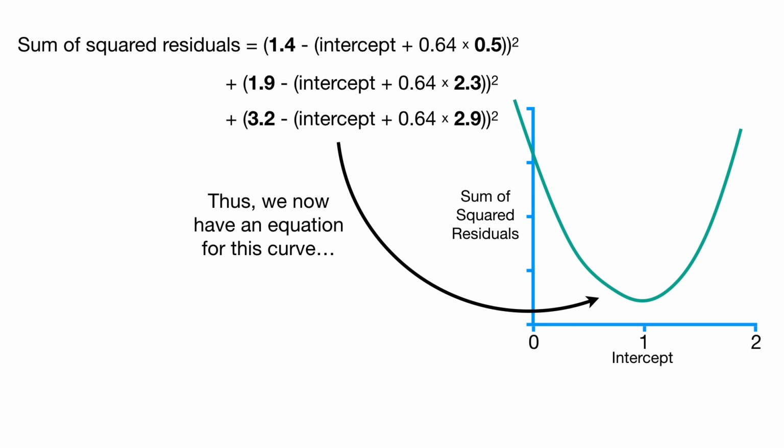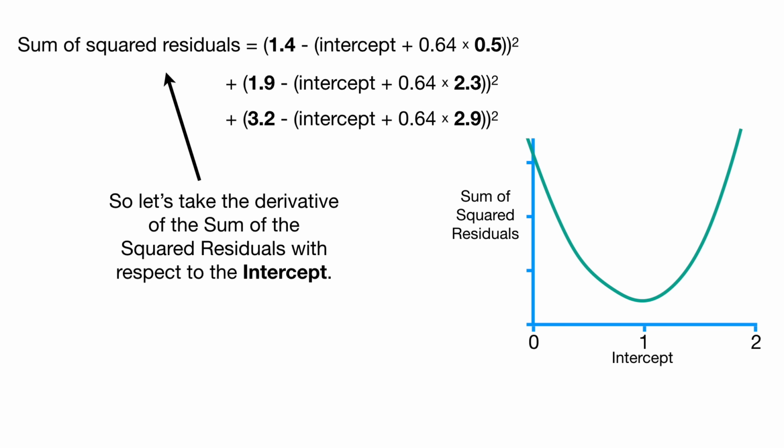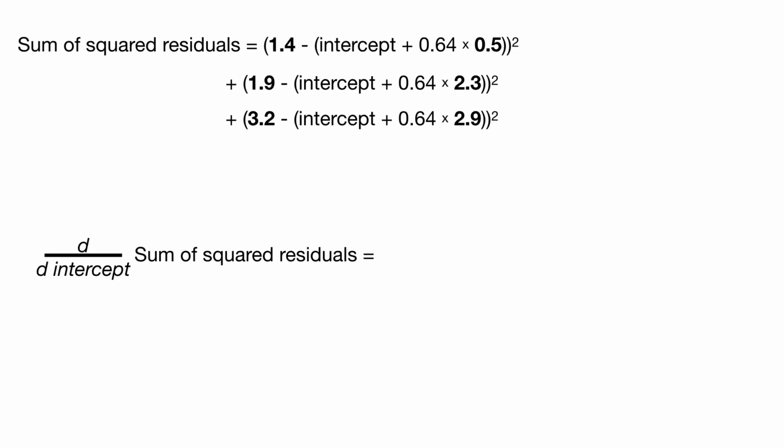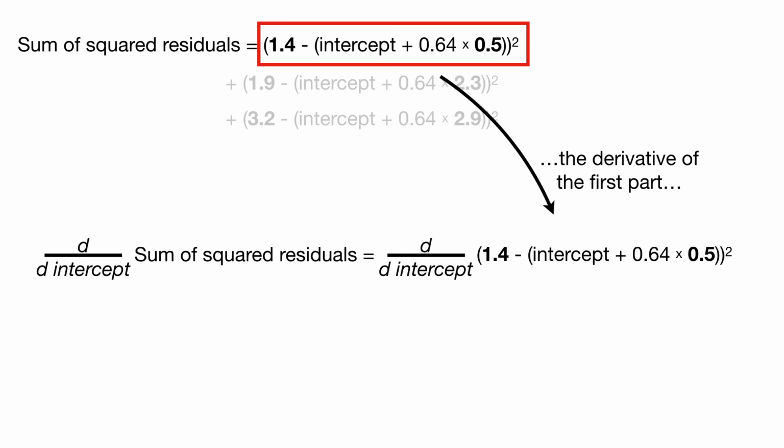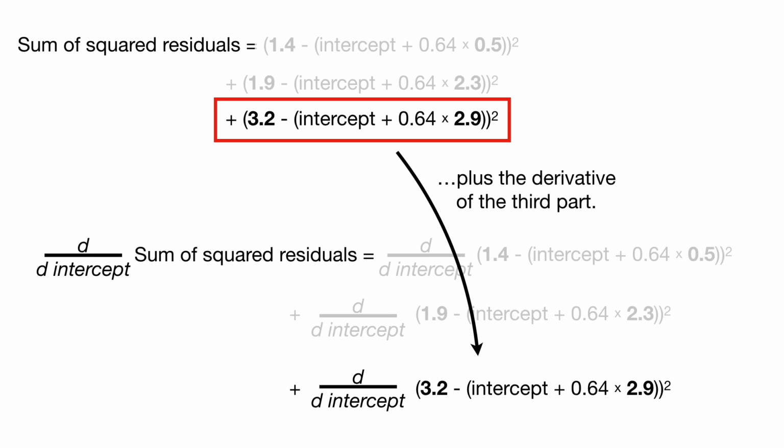Thus, we now have an equation for this curve, and we can take the derivative of this function and determine the slope at any value for the intercept. So let's take the derivative of the sum of the squared residuals with respect to the intercept. The derivative of the sum of the squared residuals with respect to the intercept equals the derivative of the first part plus the derivative of the second part plus the derivative of the third part.